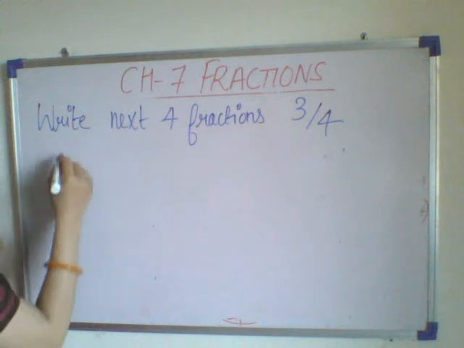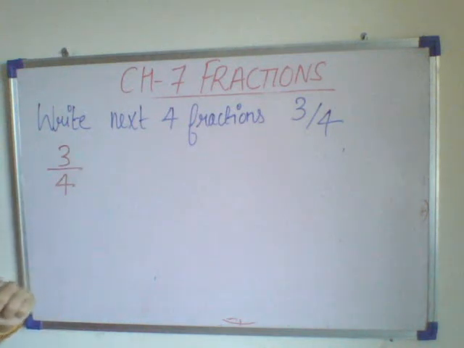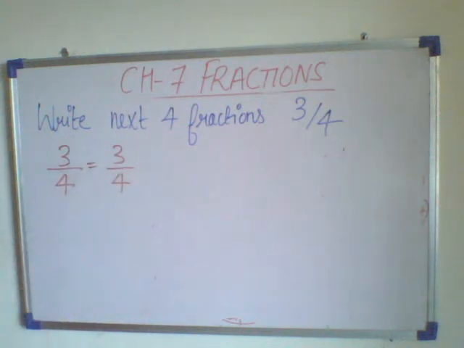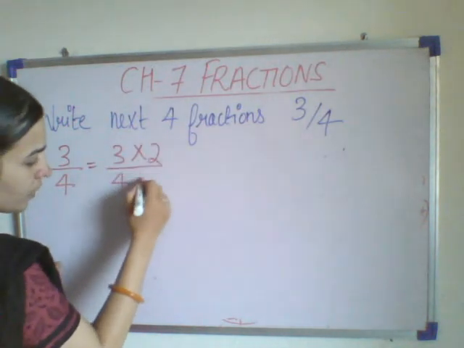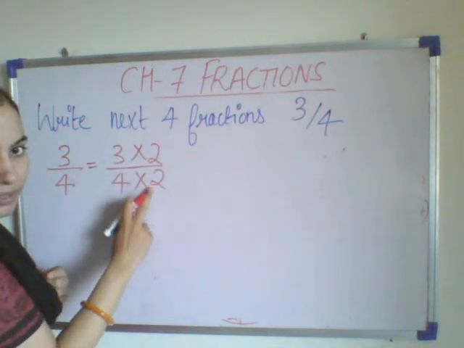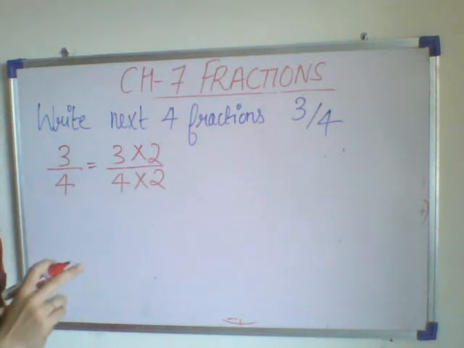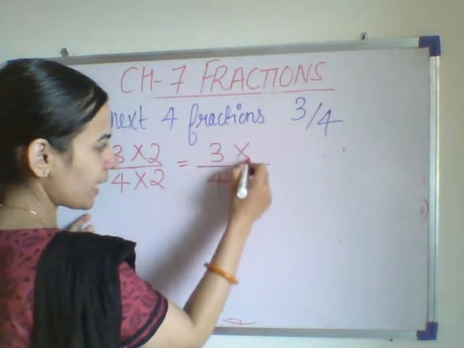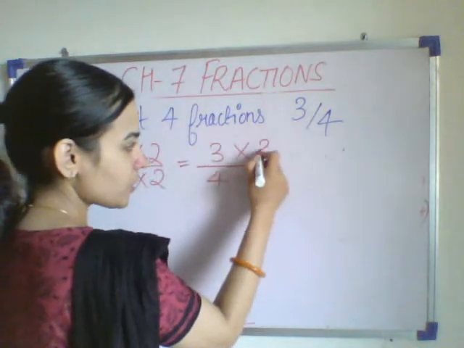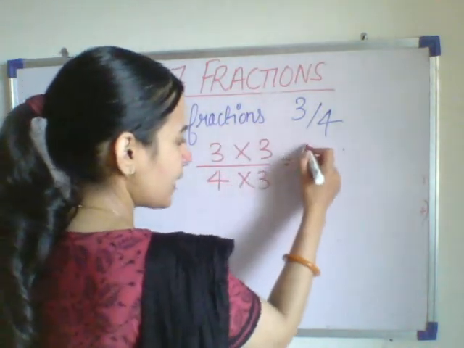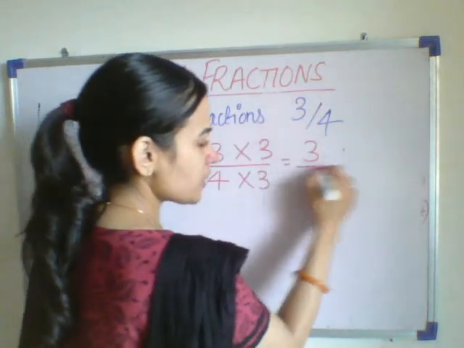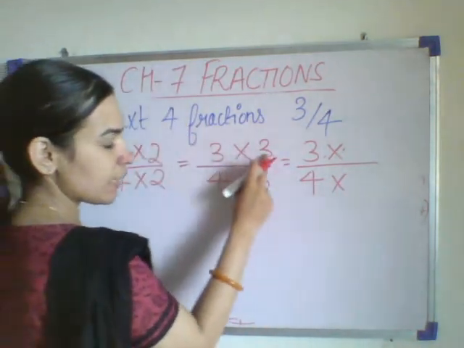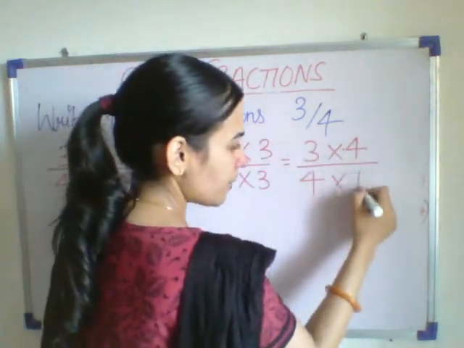First of all, I will be writing 3 by 4 here. After writing 3 by 4, first of all I will be multiplying it with 2. Both the numerator and denominator, you have to multiply with the same number. Then again, 3 by 4 multiplied by, after 2 which number comes? 3. So I will be writing here 3. Then again the fraction which is given in the question, you have to write. 3 by 4 multiplied by, first was 2, 3, after 3 which number comes? 4. So I will be writing here 4.